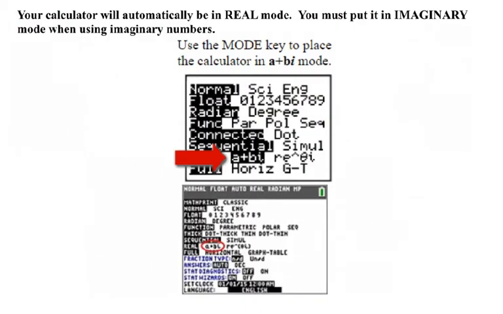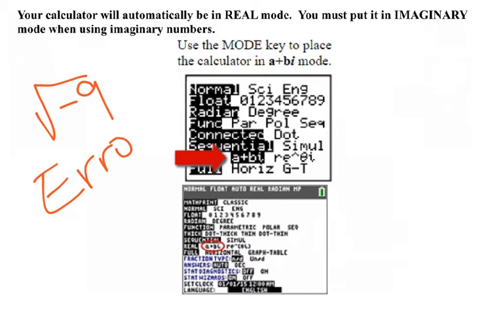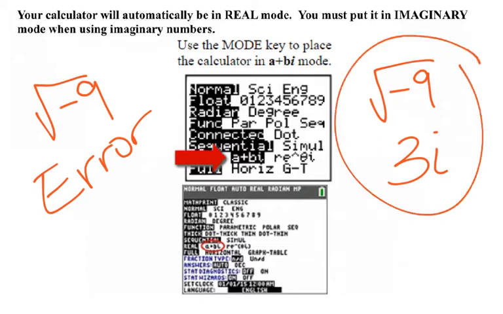Okay, so here's some weird stuff. Your calculator is automatically going to be in real mode. Anytime you reset the calculator, if you're one of those people who clears the memory after you do everything, it's going to automatically go back into real mode. So you must put it in imaginary mode when using imaginary numbers. So if you're in real mode and you type in the square root of negative 9, you get an error message. If you're in imaginary mode and you type in the square root of negative 9, you get 3i. This is what you want to happen.